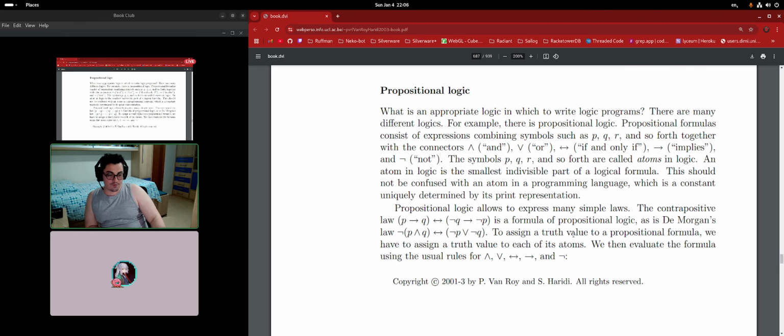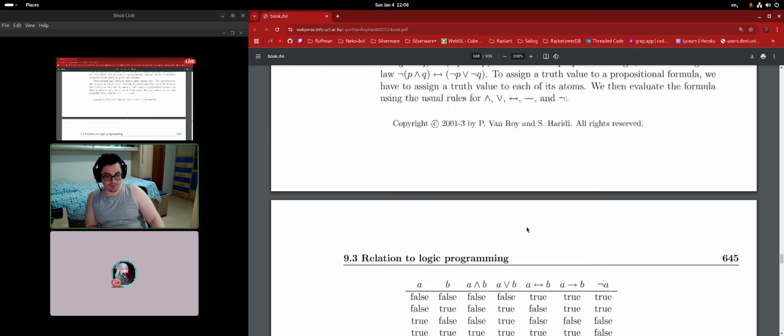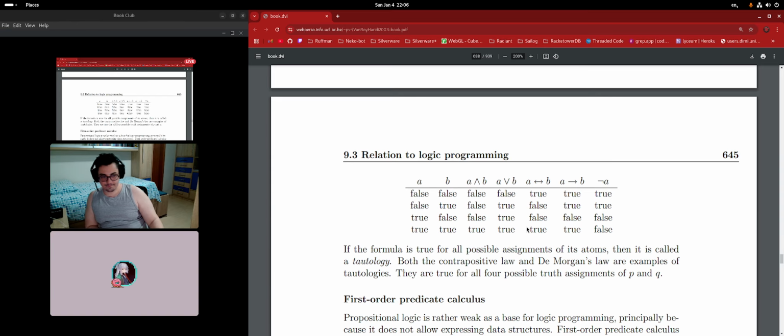To assign a truth value to a propositional formula, we have to assign a truth value to each of its atoms. That creates a truth table. And if you have a formula that is true for all possible assignments of its atoms, this is called a tautology, which is the case for the previous examples.